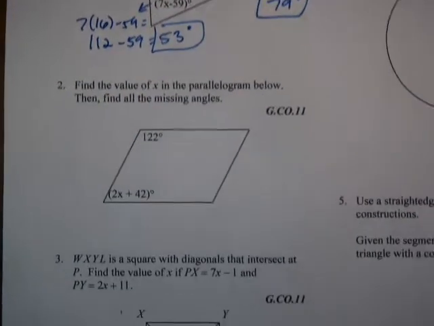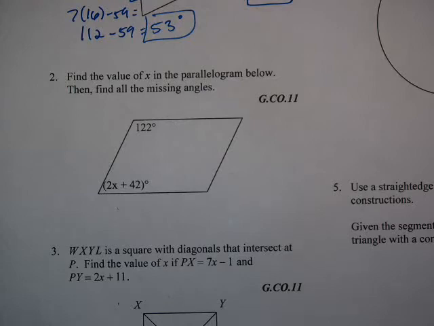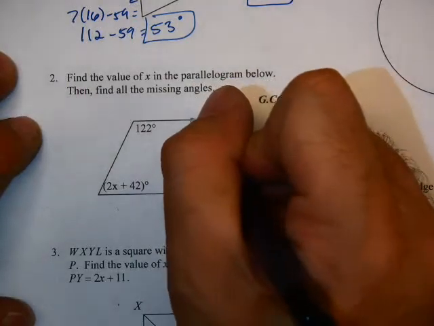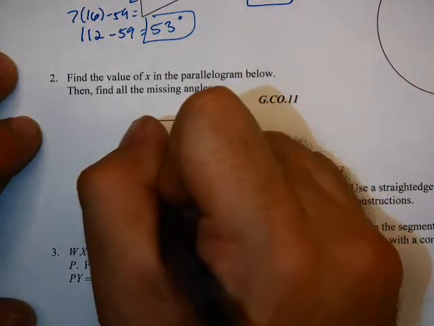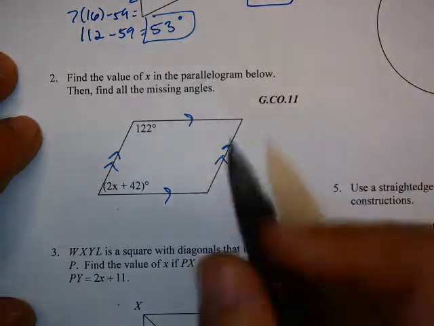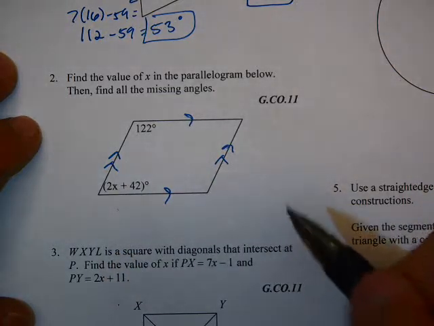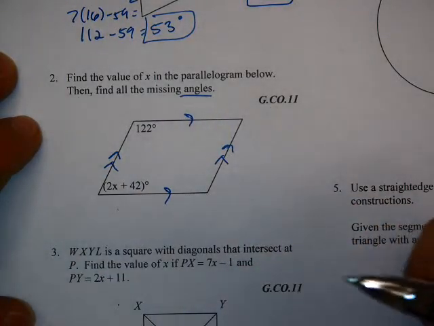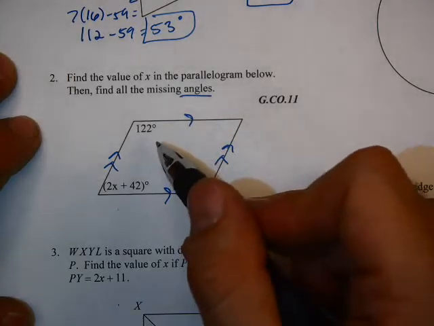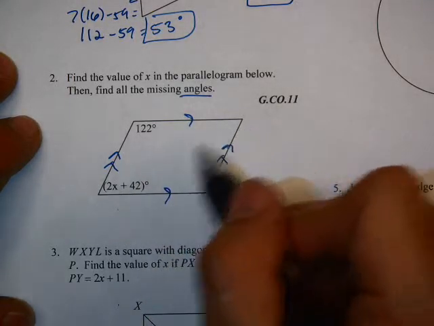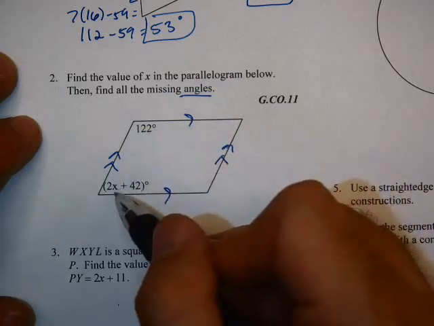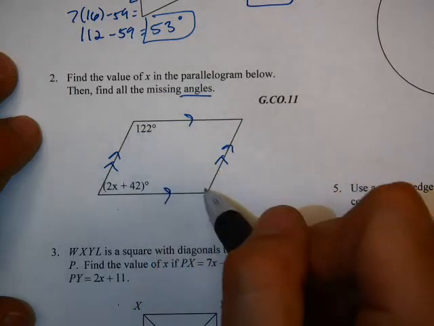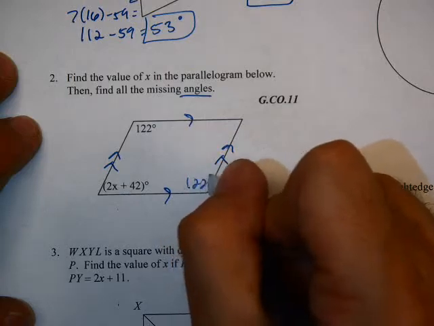Number 2. It says find the value of x in the parallelogram below, then find all of the missing angles. Since it's a parallelogram, we know we have opposite sides parallel. We also know, because of that, we have all these properties with the sides and the angles. Now we're dealing with angles, so we're only concentrating on the angle properties. One of the properties is that opposite angles are equal. So we can't figure this one out yet because of the x, but this 122, we can put that here.